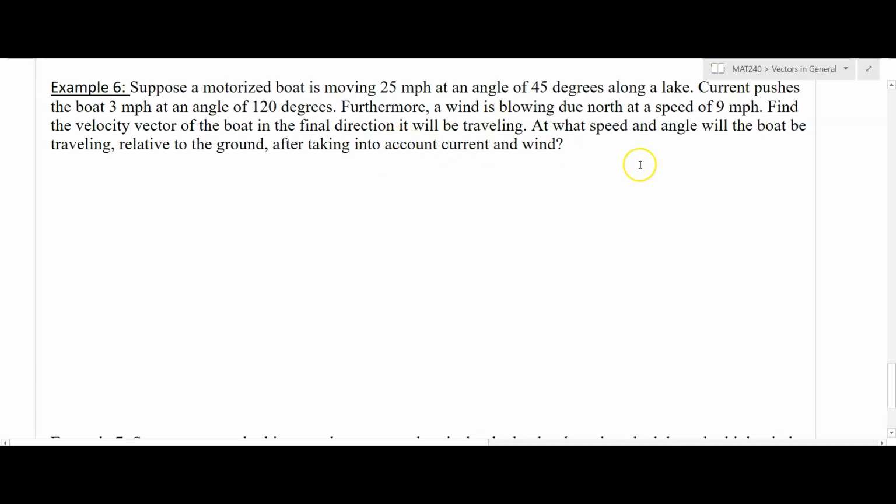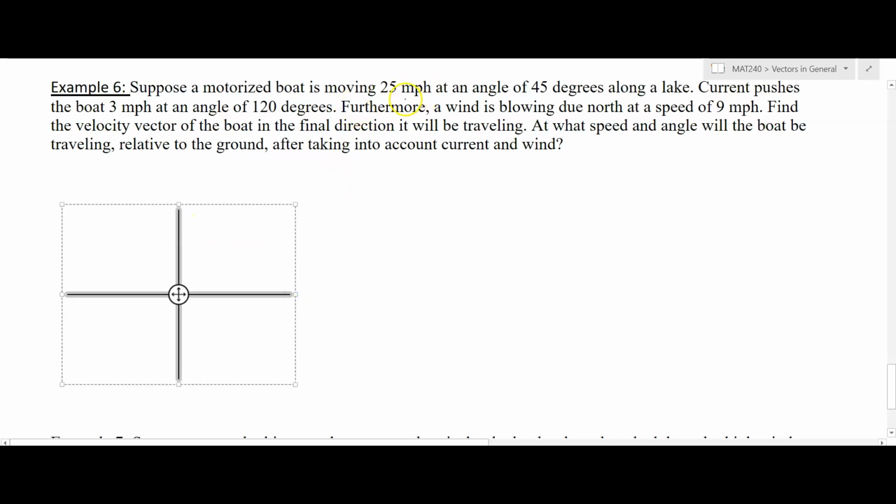At what speed and angle will the boat be traveling relative to the ground after taking into account current and wind? The only difference between this problem and the previous ones is here we have 3 vectors that we're looking at. We have 3 forces, rather 3 velocities, and we already know that the net velocity vector is going to be the sum of all 3 of the vectors that we get.